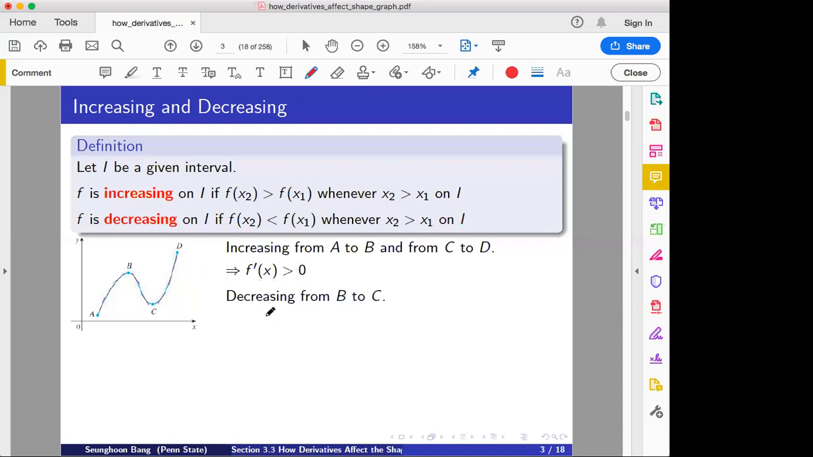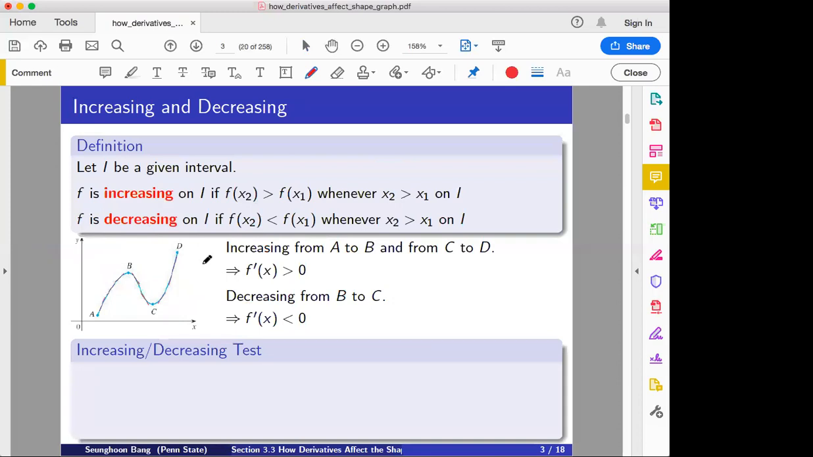The next one, decreasing from b to c. Here, it is similar. You can choose a point here and draw the tangent line. You can choose this point and draw the tangent line. The slope of this tangent line is less than 0. Similarly, f prime of x is less than 0, and the function is decreasing. So we have this result: f prime of x is less than 0. From this example, we have the increasing, decreasing test.